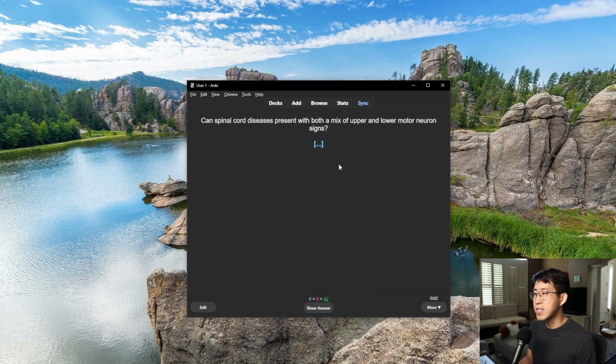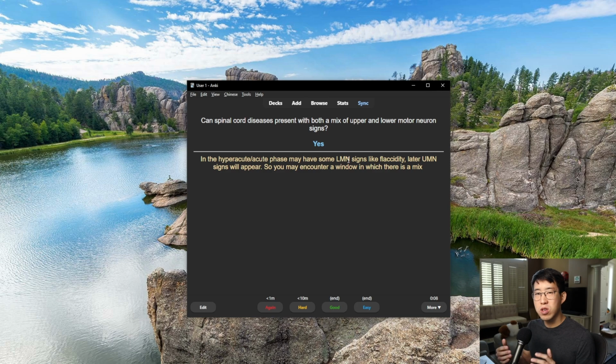Can spinal cord diseases present with a mix of upper and lower motor neuron signs? The answer is yes. So don't be confused during a clinical problem-solving case. If a patient has mixed upper and lower motor neuron signs, sometimes in the hyperacute or acute phase, you may have some lower motor neuron signs still, like flaccidity. Later, upper motor neuron signs will appear, like Babinski reflex and hyperreflexia.